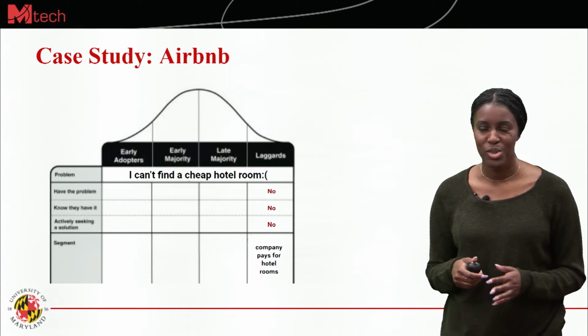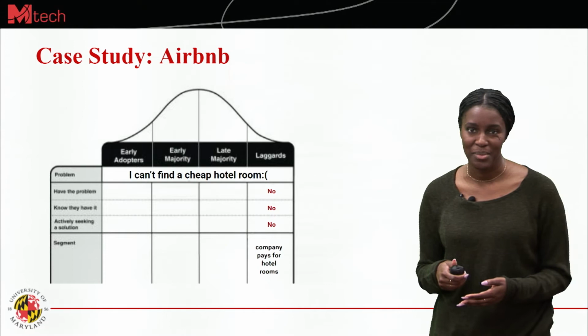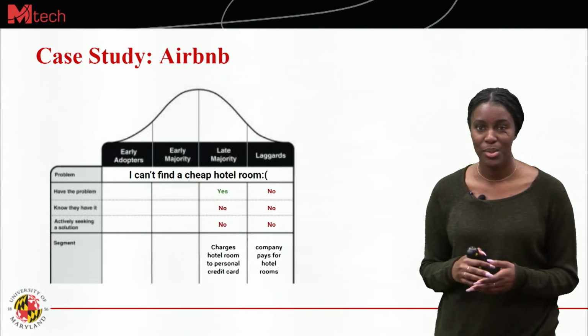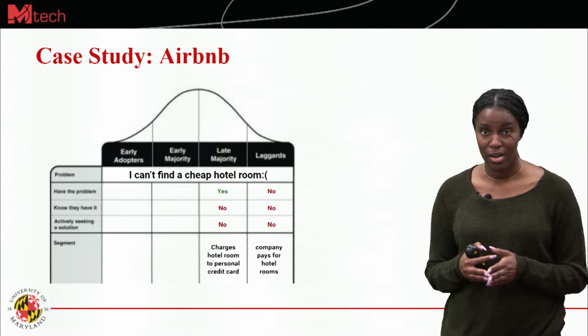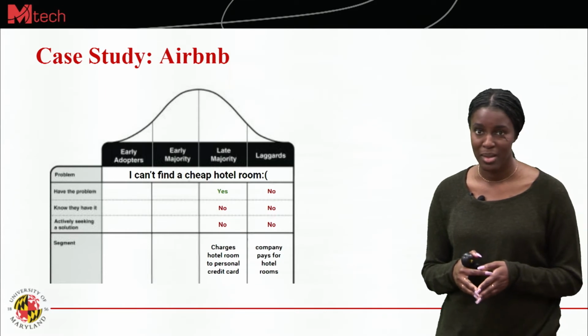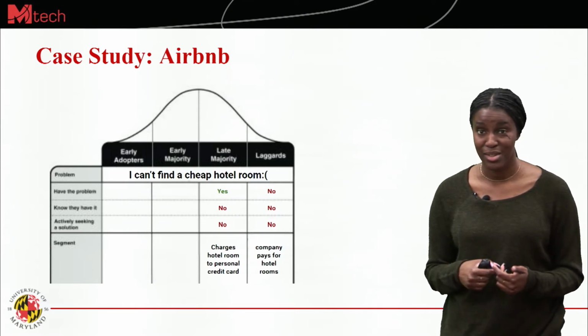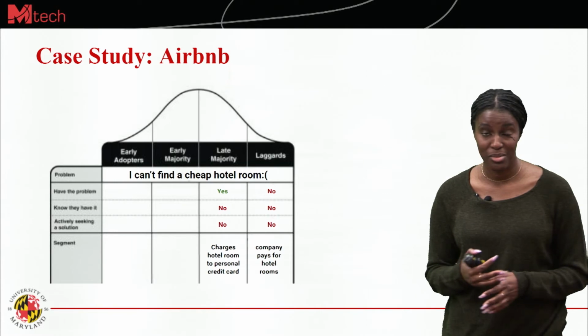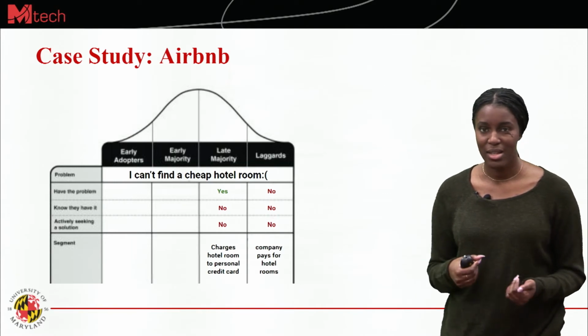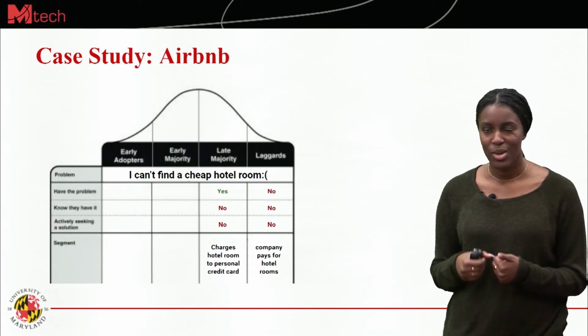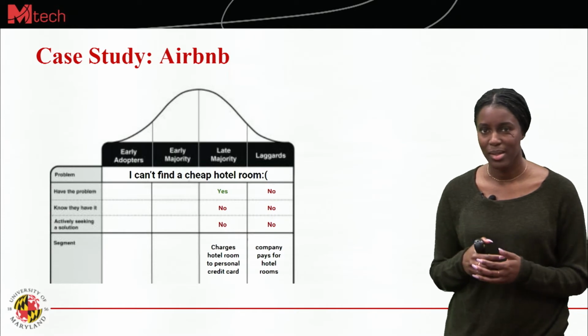So let's move on to who we think are the late majority. The late majority are people who do have this problem, but they're not aware, and they're not really actively trying to find a solution because they're not aware. And so because of that, let's try and summarize who we think that might be.